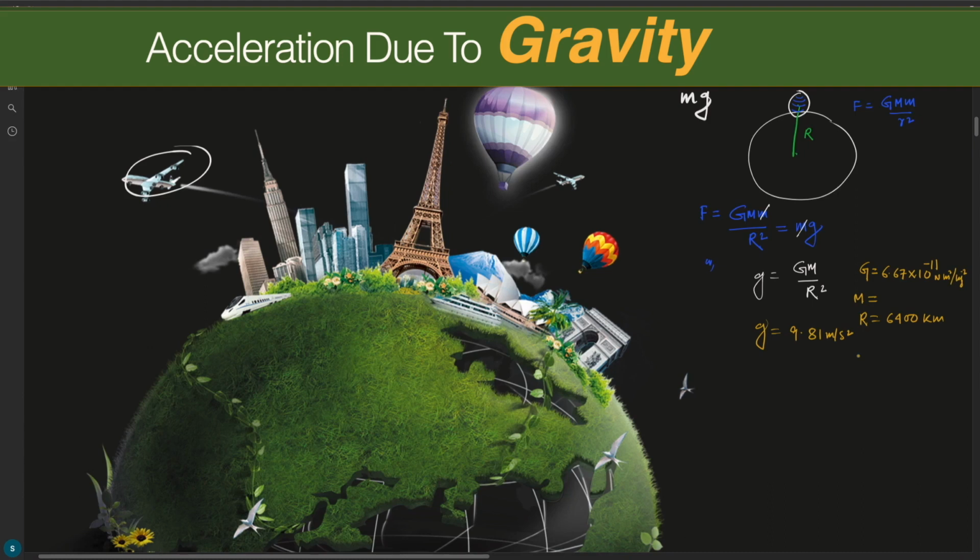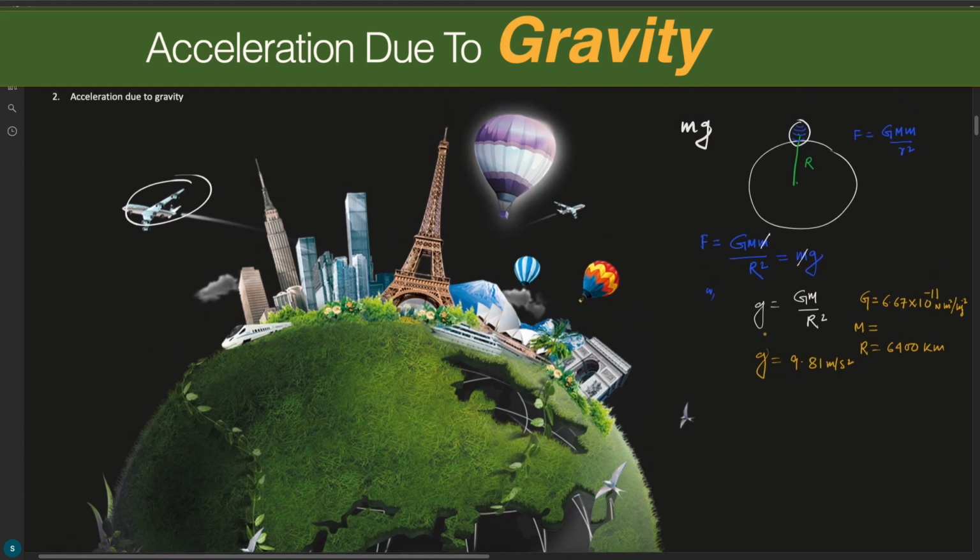But now I'm throwing you one question: do you think that this g is constant everywhere? Do you believe that if you are standing here, and one person is standing over the surface of the Eiffel Tower, these two persons, person number 1 and person number 2, will experience the same force due to the change in height?